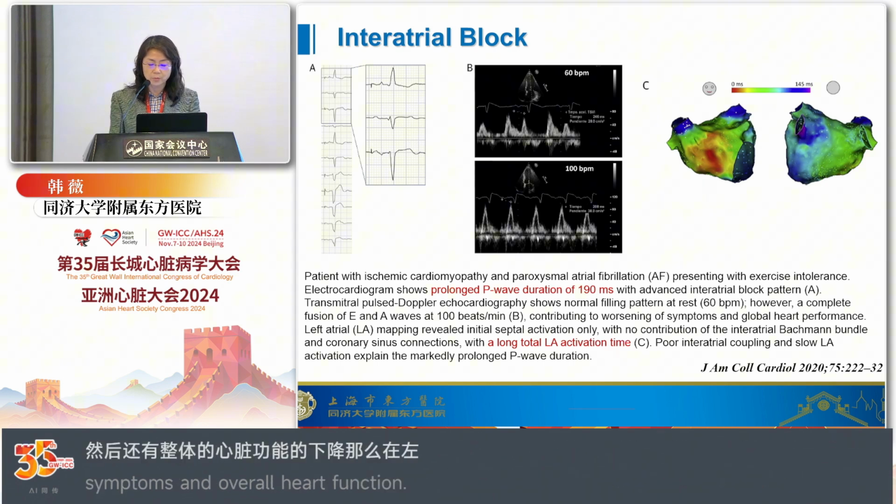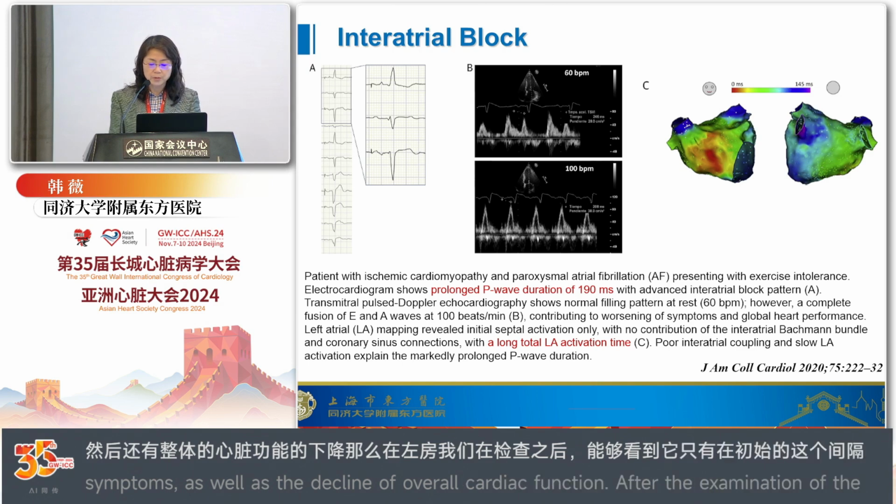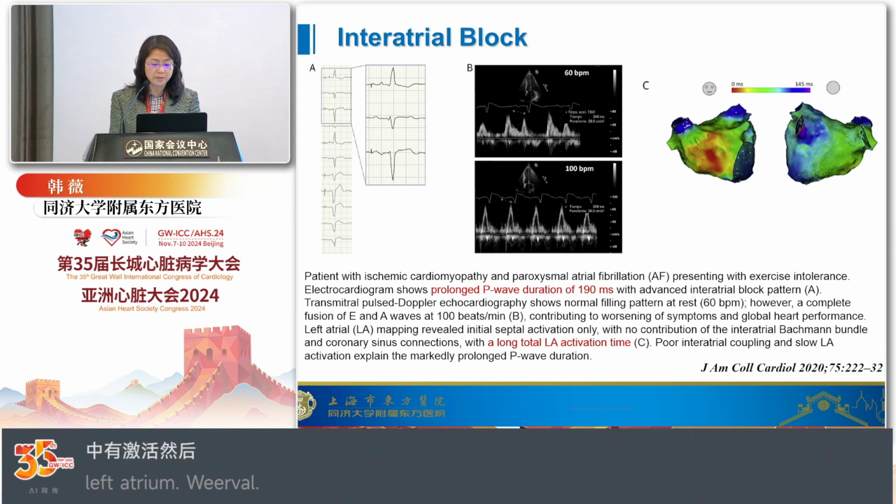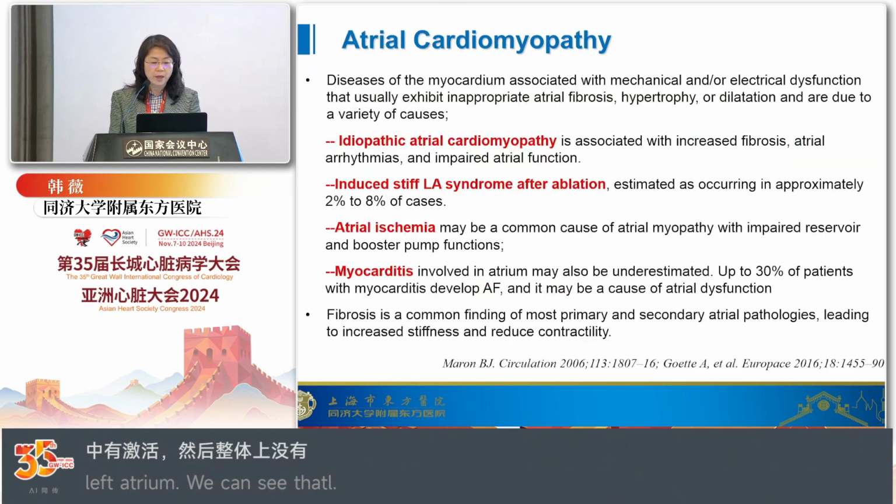Left atrium mapping revealed initial septal activation only, with no contribution of the intra-atrial Bachmann bundle and coronary sinus connection.